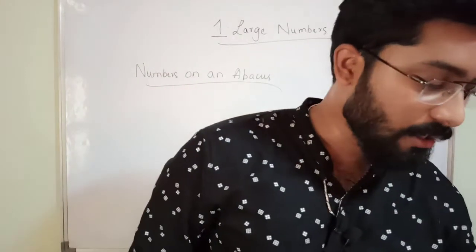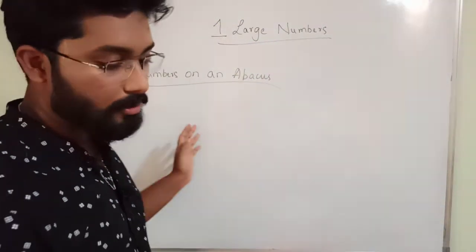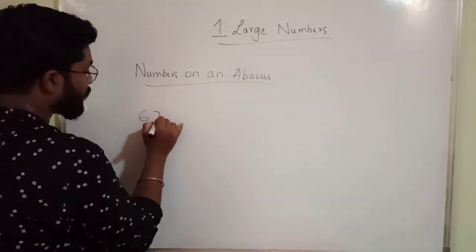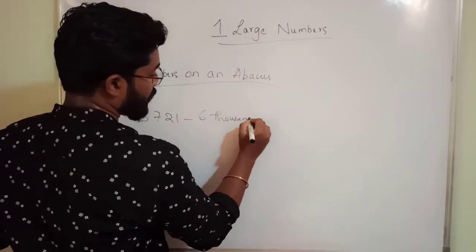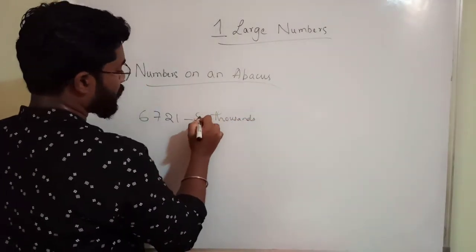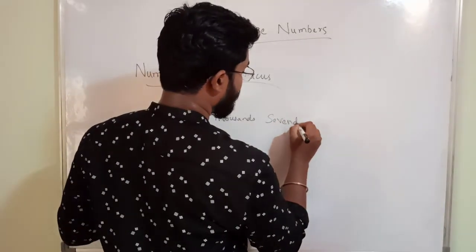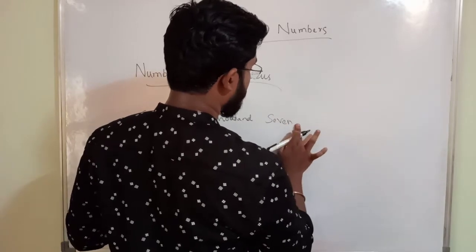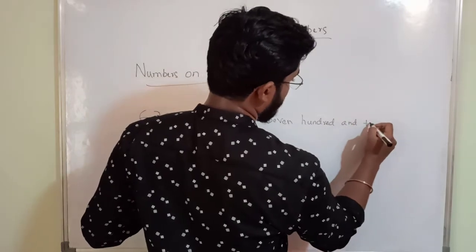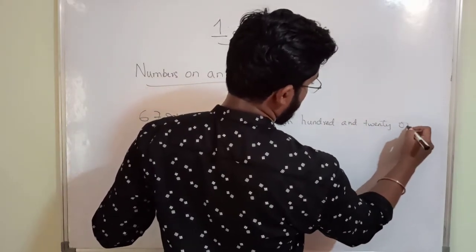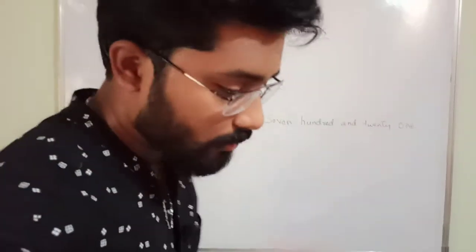Next one is the number can be written in words as 6721. You can write that number as how much? Just now we have written 6721 is 6000. Just write the number name: 6700 and 6721. That is the number name.